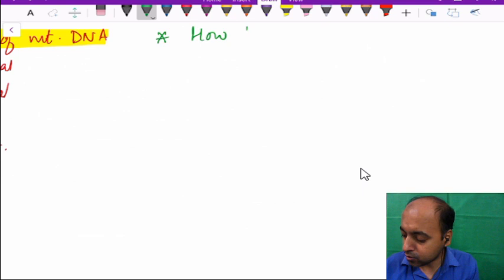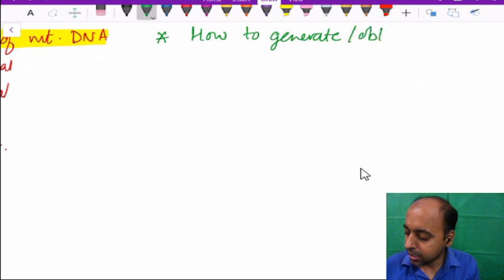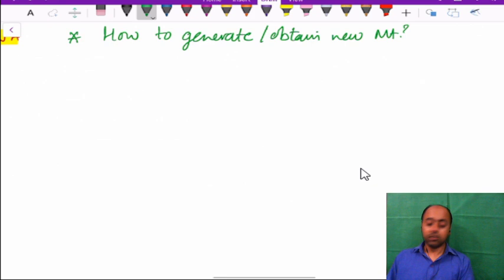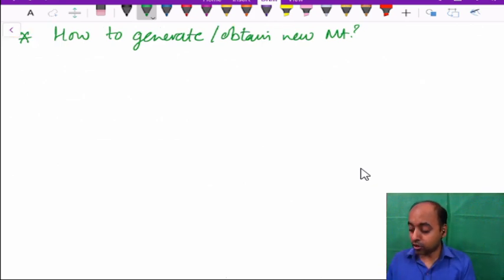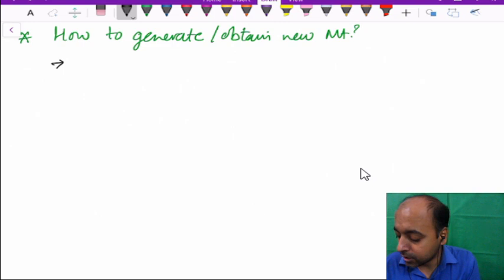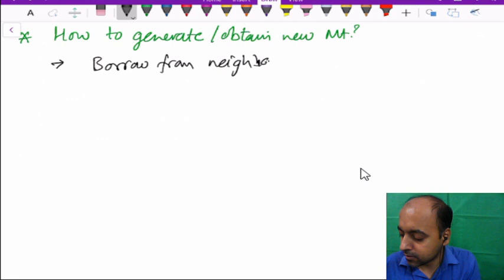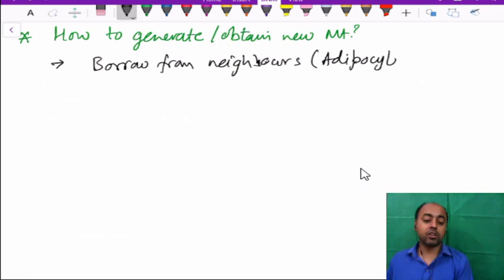So how to generate or obtain new mitochondria? Suppose a cell requires more mitochondria, your muscles will now require more mitochondria. How are you going to generate or obtain those new mitochondria? One is to borrow from neighboring cells. For example, adipocytes are there, they don't require the mitochondria, so you can borrow them from the adipocytes.